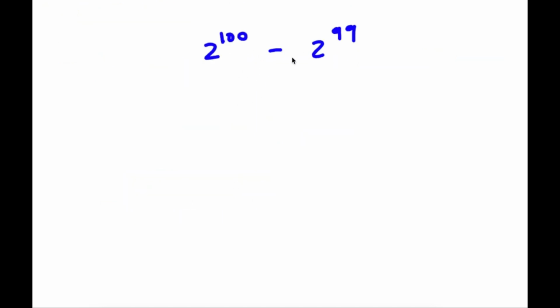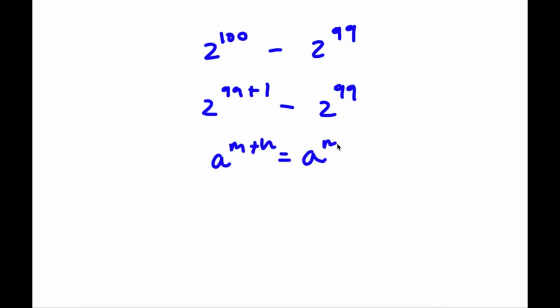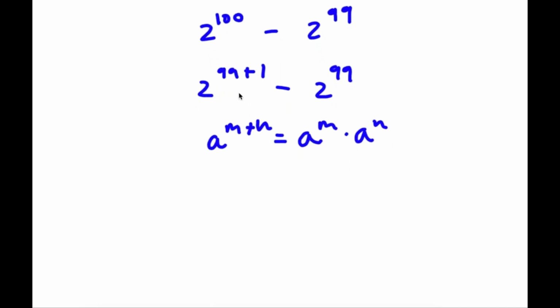Alright, so I have 2 to the power of 100 minus 2 to the power of 99. So 2 to the power of 100 we can rewrite as 2 to the power of 99 plus 1 minus 2 to the power of 99. Now, if I have something in the form a to the power of m plus n, this is equal to a to the power of m times a to the power of n. So for 2 to the power of 99 plus 1, I can rewrite as 2 to the power of 99 times 2 to the power of 1, and then I have minus 2 to the power of 99 at the end.